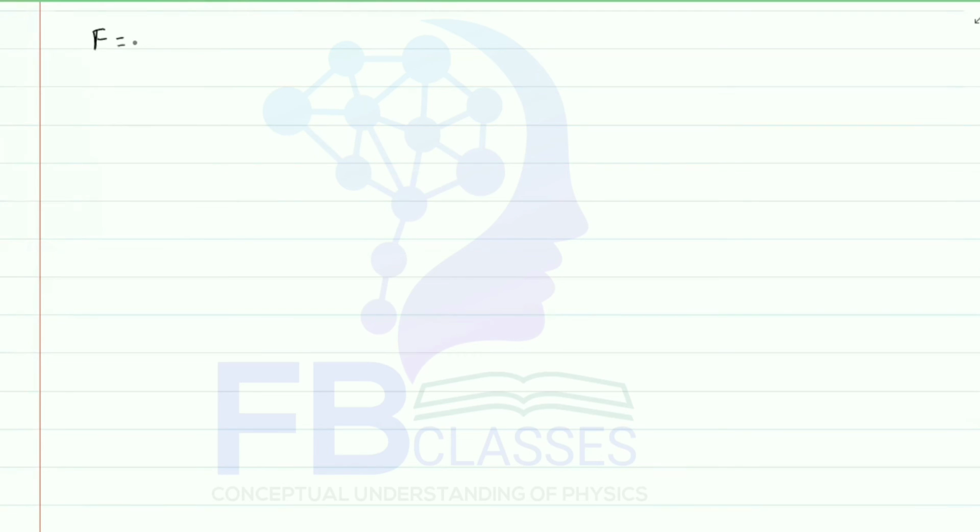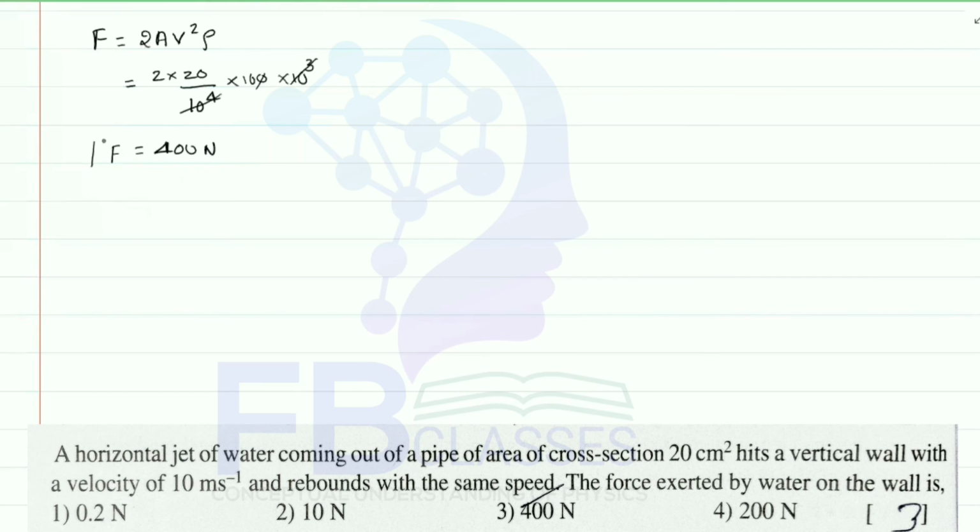So the answer now is F is equal to 2 a v square into rho. Rho is the density of water, a is the area of cross section of the pipe, v is the velocity. So now 2 into area, given as 20 centimeter square, so I am taking 20 divided by 10 power 4, into v square, that is 10 into 10, 100, into 10 power 3, the density of water. So now 10 cube and 10 power 4 get cancelled, and the remaining is 400 Newton. So this is our answer. The correct option is the third option. Okay, hope you understand that.